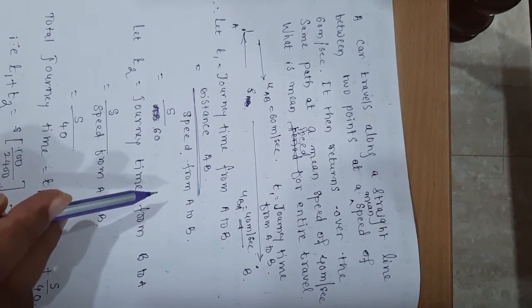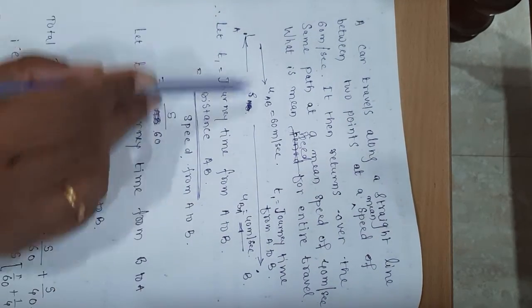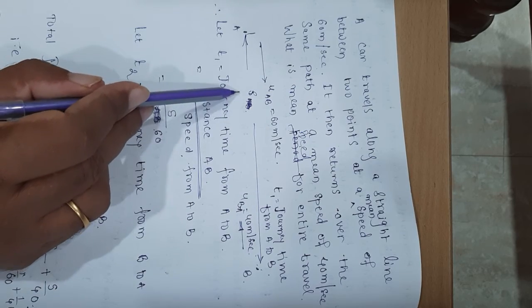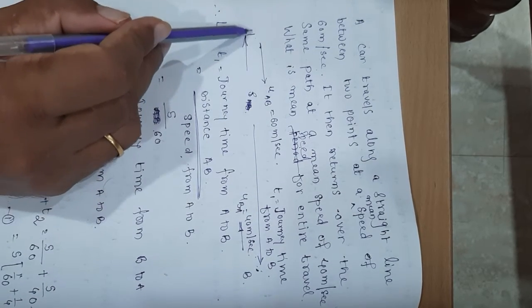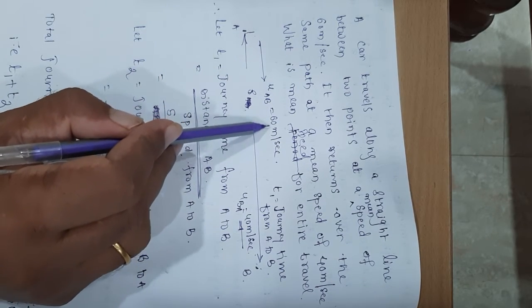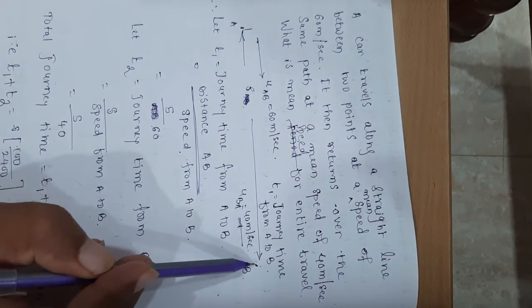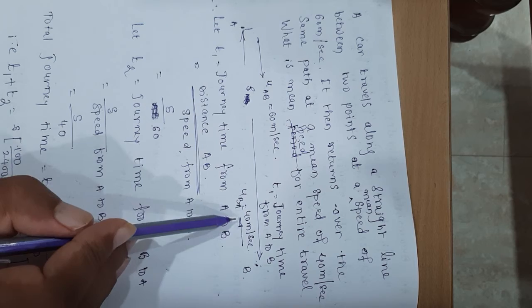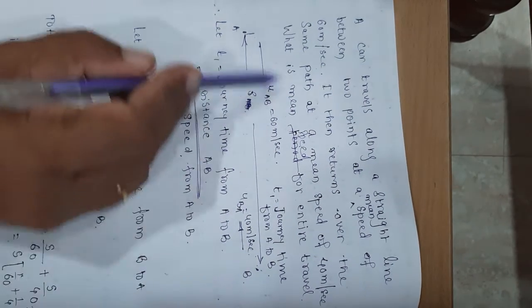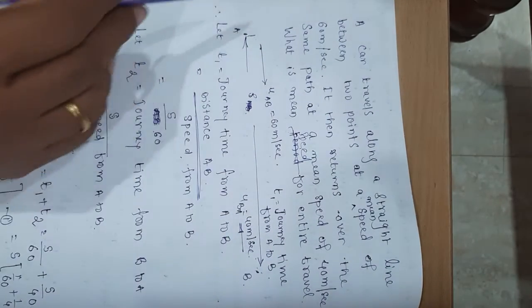What he has given here is a distance. The car travels between two stations. Let the distance between the two stations be S. When it goes from A to B, it moves with a speed equal to 60 meter per second. And when it moves from B to A, it moves with a speed equal to 40 meter per second. He is asking the average speed of this total journey.